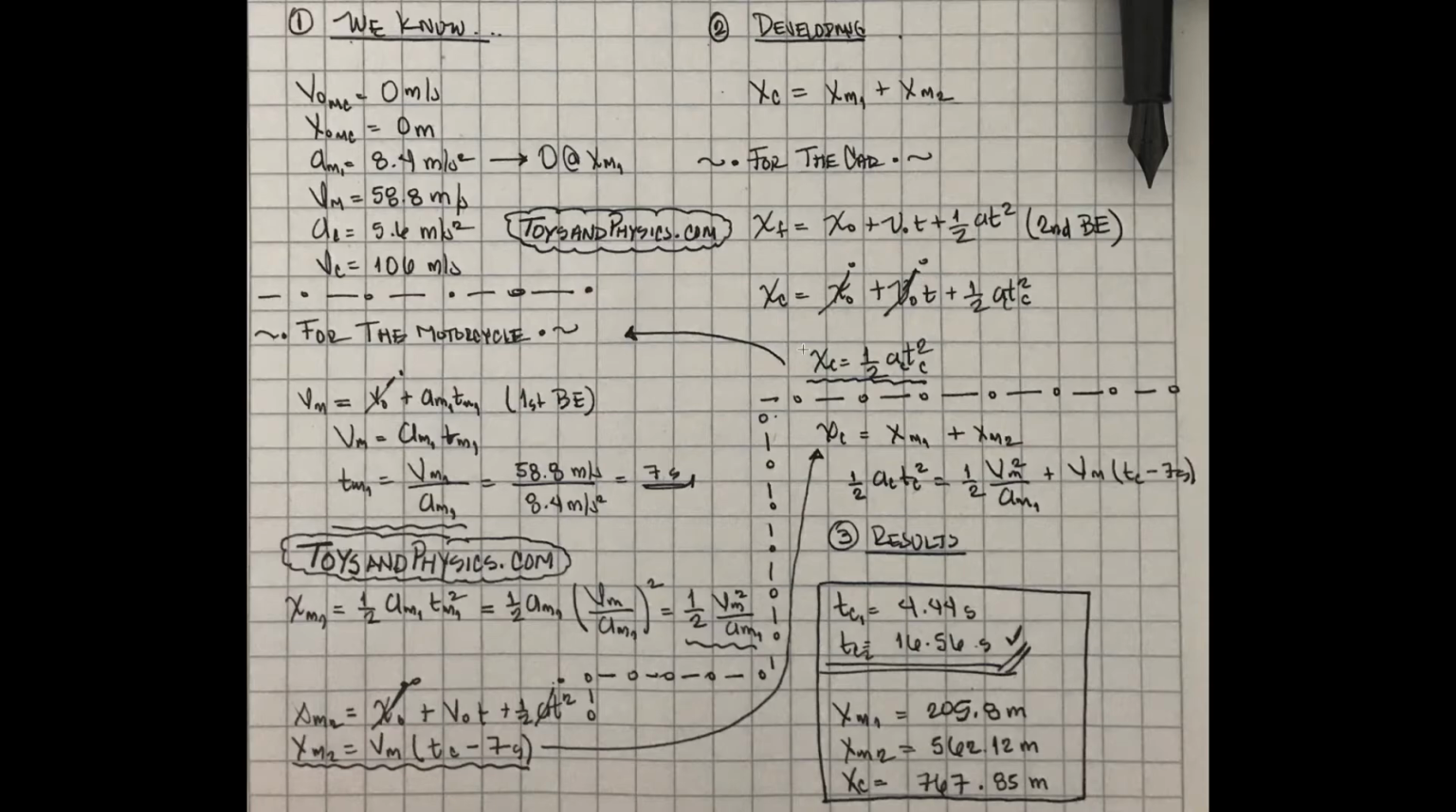Initial velocity goes to 0. So we know it's going to be the same thing. 1/2 of the acceleration of m1 multiplied by t square m1 for that portion of the displacement, right? So we already know that Tm1 square, it's 7 seconds, but we can also express that as the equation we got here.